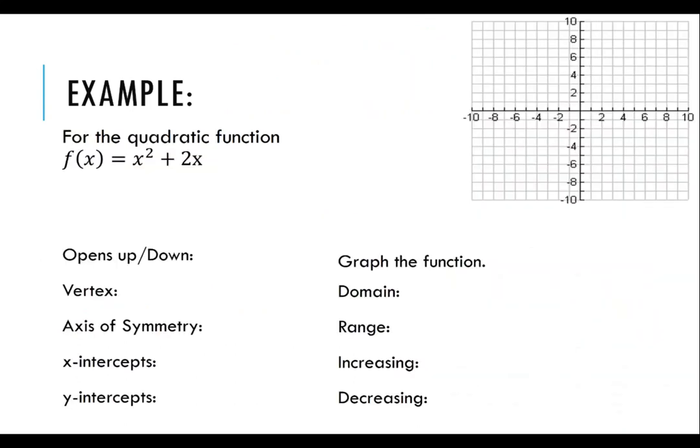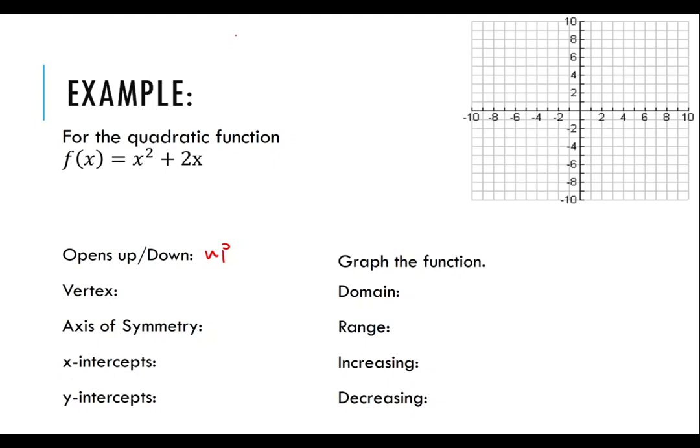So now if we have the quadratic function, f of x is equal to x squared plus 2x, let's answer all these questions and get a pretty good graph. So first off, does this function open up or down? Look at the leading coefficient. Is it positive or negative? It's positive. Since it's positive, this thing opens up. Then we ask ourselves, is this in vertex form? And the answer is no, it's not. So we need to find the vertex. Make sure it's in standard form, which it is.